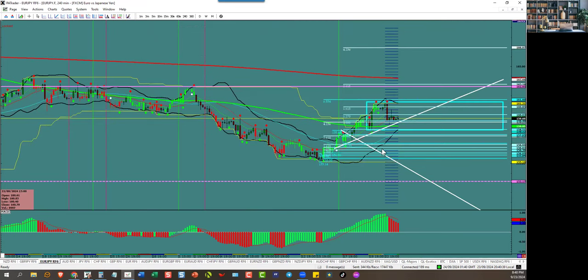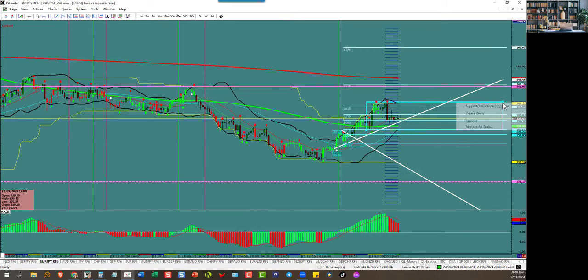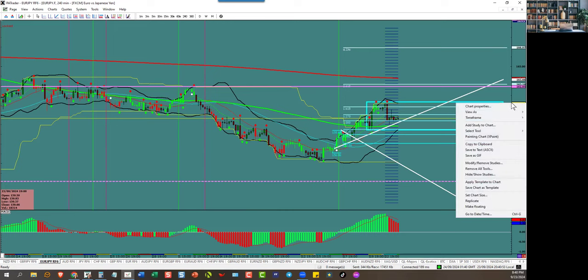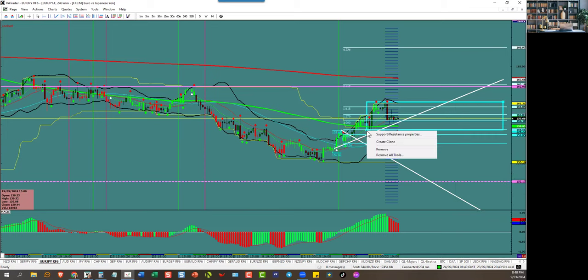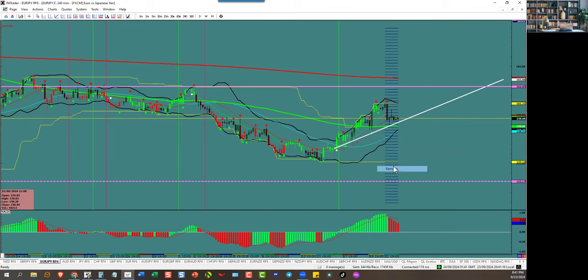So let me clean it up here a little bit. Get rid of this. I'm trying to make it as simple as possible. Get rid of anything that could bias you one way or the other. Get it as clean as you can, with the least amount of information. Less is more in the Forex. Don't even think about that. I'm going to get rid of this. In fact, so now I've got a clean chart with a top and a bottom on.